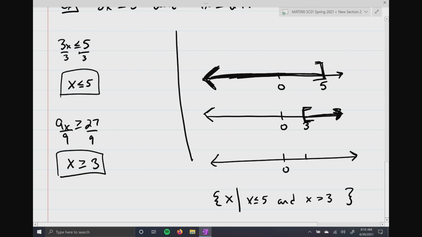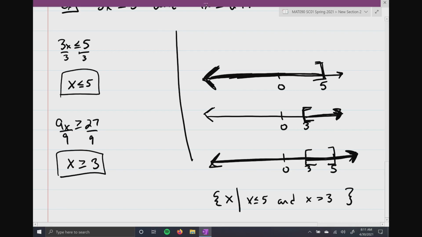Now, to graph this, like I said, you're going to come directly underneath, and you're going to notice here, so just give me 1 second here, okay? Just watch for a second. There's my x is greater than 3. Here's my x is less than 5. And if you notice, right here in the middle, that's where those two inequalities overlapped. That is going to be the intersection of these two inequalities.